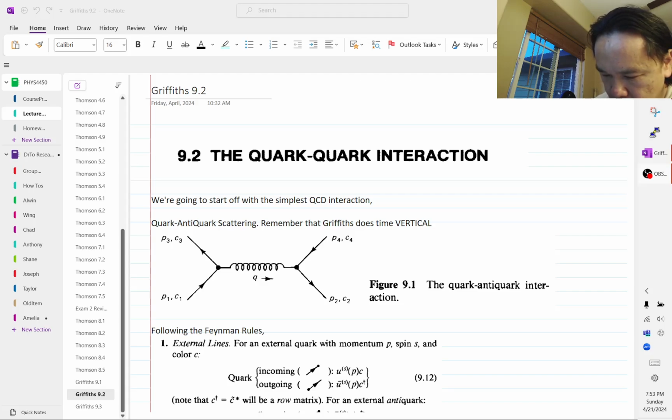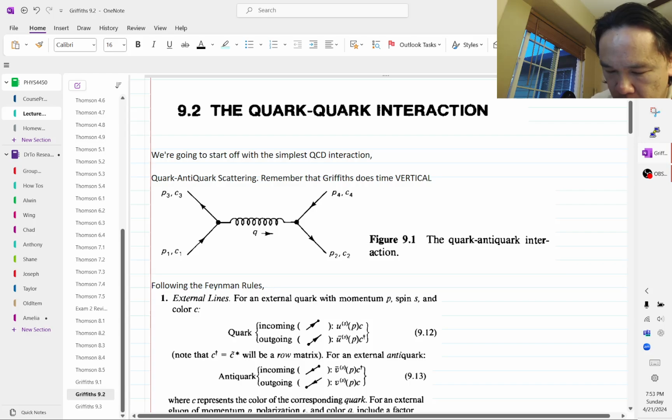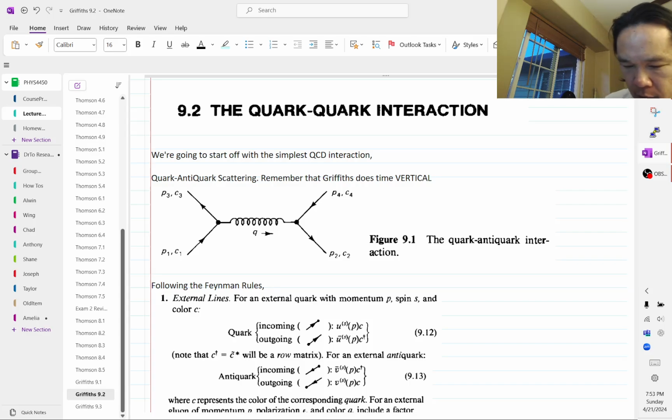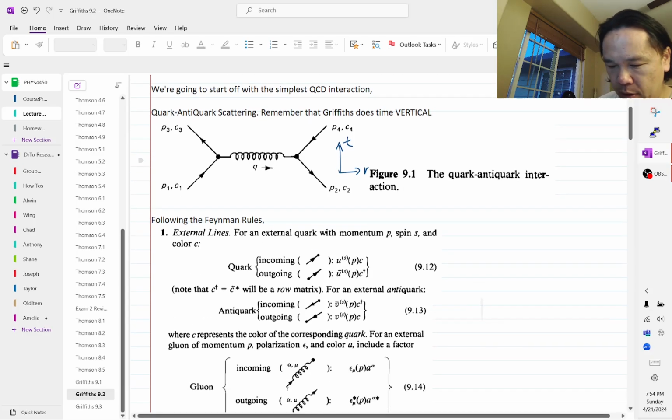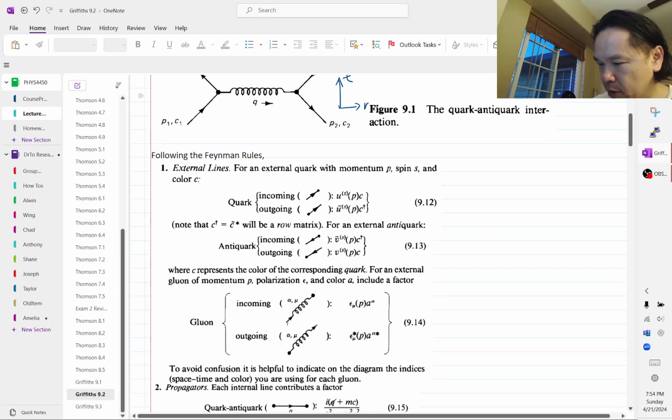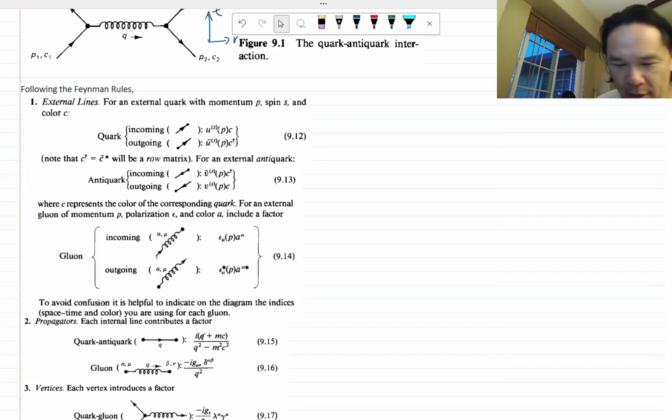Just a reminder, right? The way that Griffiths draws his Feynman diagram is that he's going to have time moving in the vertical direction, and then it's basically some sort of distance in the horizontal. So every time Griffiths gives a Feynman diagram, I'm going to rotate it so that we are more used to the Thomson rotation of the Feynman diagram. So just make sure I do that, otherwise it'll be a little bit confusing. Okay.